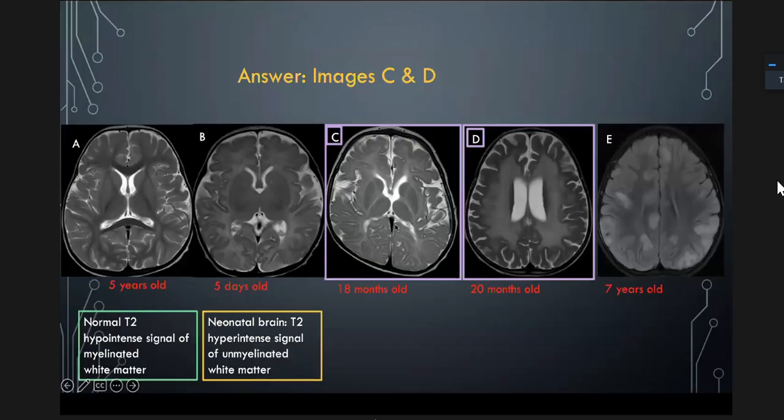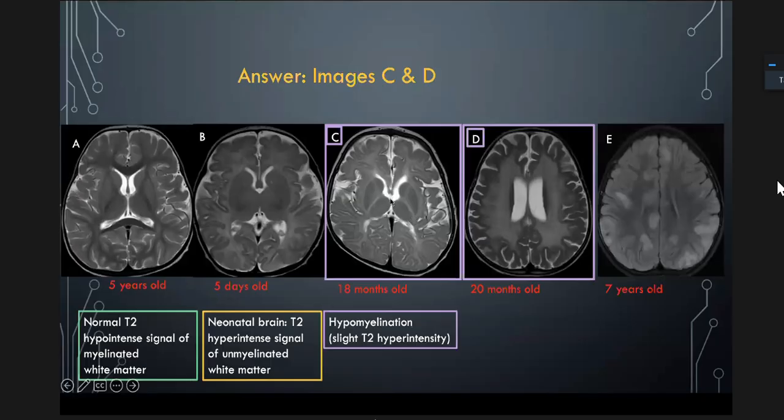Now, image C is an 18-month-old child. In an 18-month-old child, you expect some myelination to have happened. When myelination happens, it will appear dark on T2 weighted images because it has fat. Here the white matter is grayish. It's not hypointense. So therefore this is a hypomyelinating leukodystrophy. I'll come to that later.